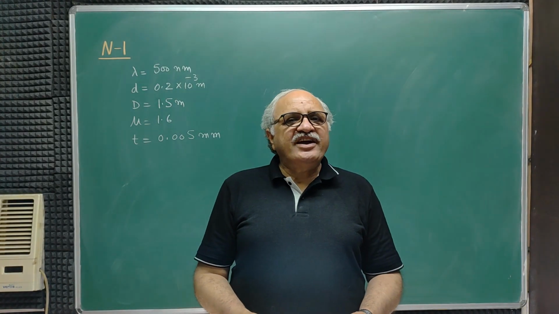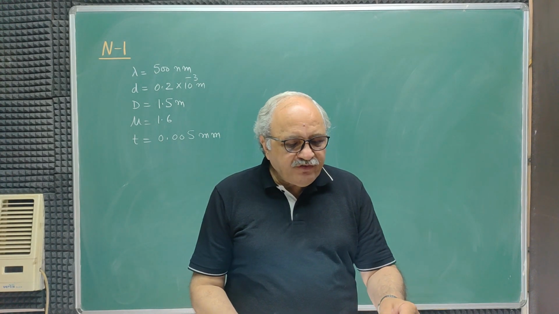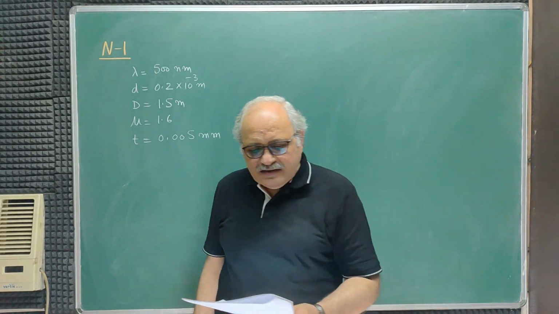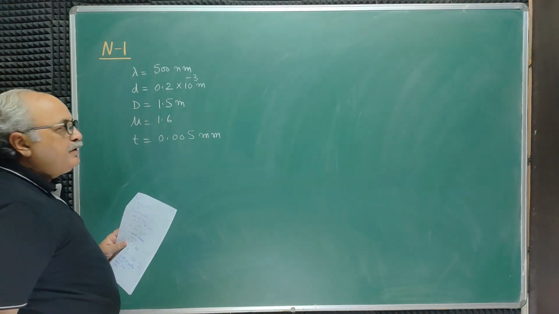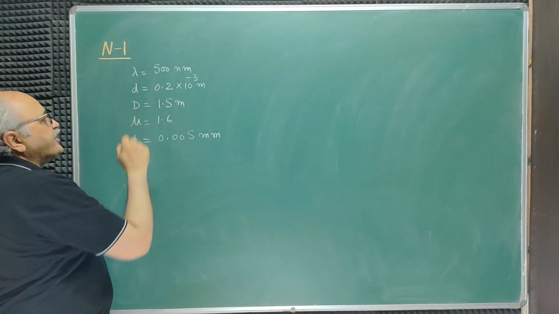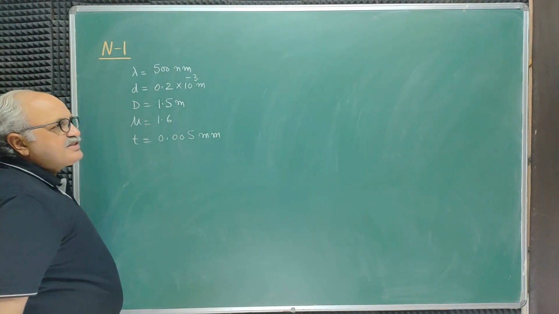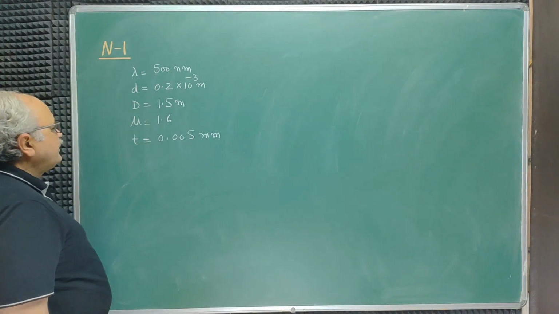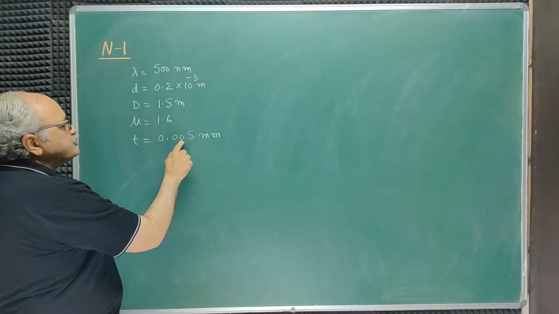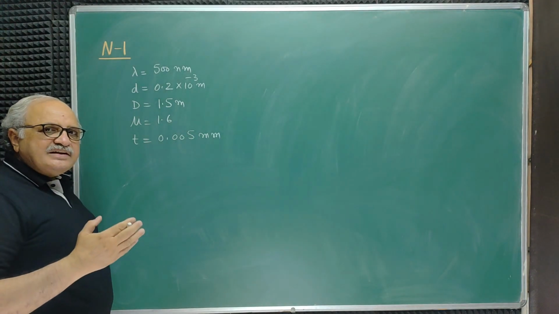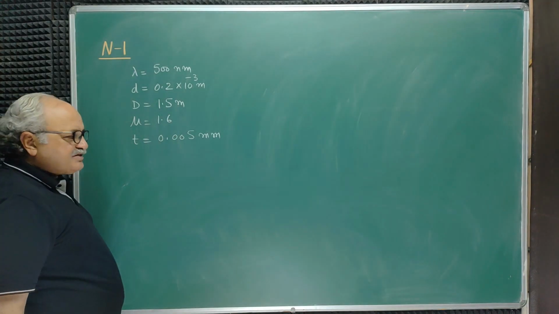So students, let's start with the first numerical. In the first numerical, the information given to us is: wavelength is 500 nanometer, the slit spacing is 0.2 millimeter, the distance between the slit and screen is 1.5 meter, and a very thin transparent sheet of 0.005 mm is inserted on one side and has a refractive index of 1.6.